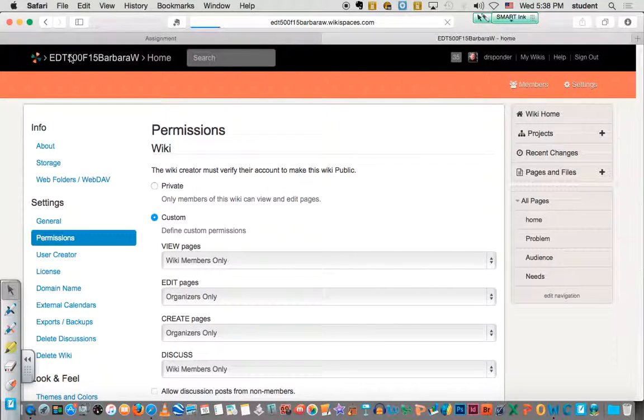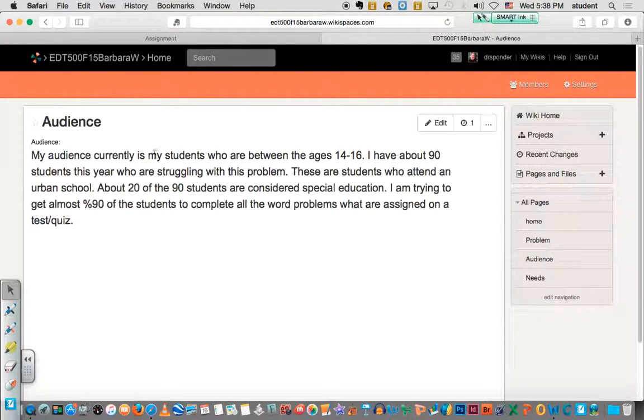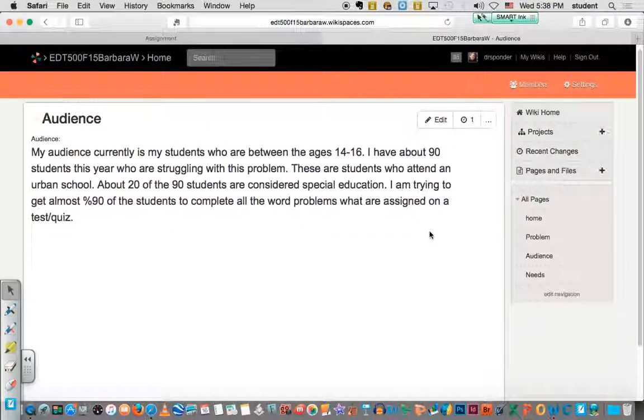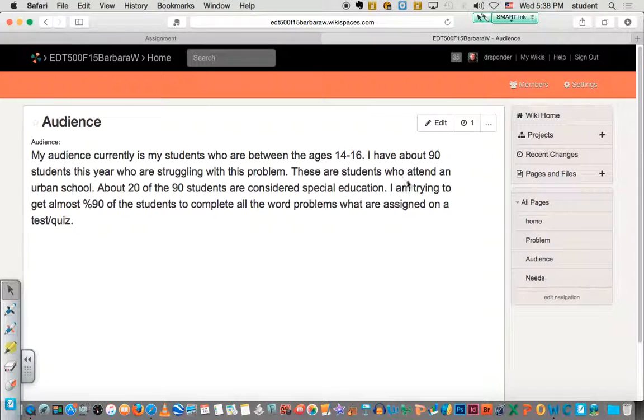Okay, so basically, you have this and then you have the audience. The audience, students. What is she missing here? About students, what is she missing? When you have the audience, all you need is the characteristics of the audience that are affected by the problem. So, for example, students between age 14, you do need gender.